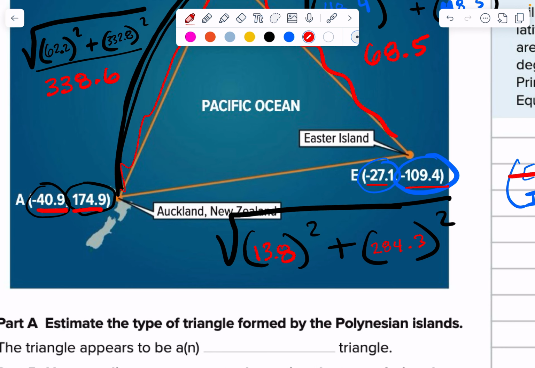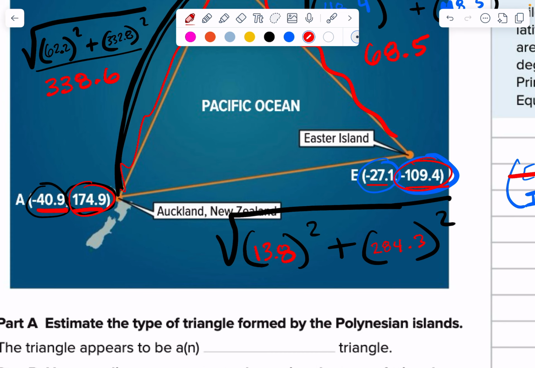109.4 plus, because this one's negative, right? And this one's positive, plus 174.9. It didn't do my point, oh, I can go back. How fancy. Oh, yeah, 284.3. Man, these phone calculators have really upped their game.